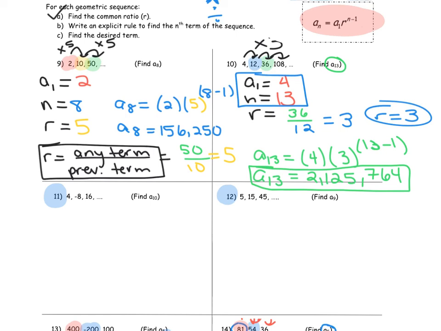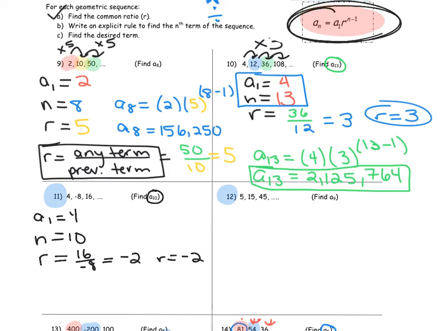First and foremost, for question 11, again, we need to identify what our first term is, which is 4. We know that n is equal to 10 because we're finding a sub 10. And our common ratio is, well, let's take any term. I'll take 16 and divide it by its previous term of negative 8. 16 divided by negative 8 is negative 2. So I know r is equal to negative 2.